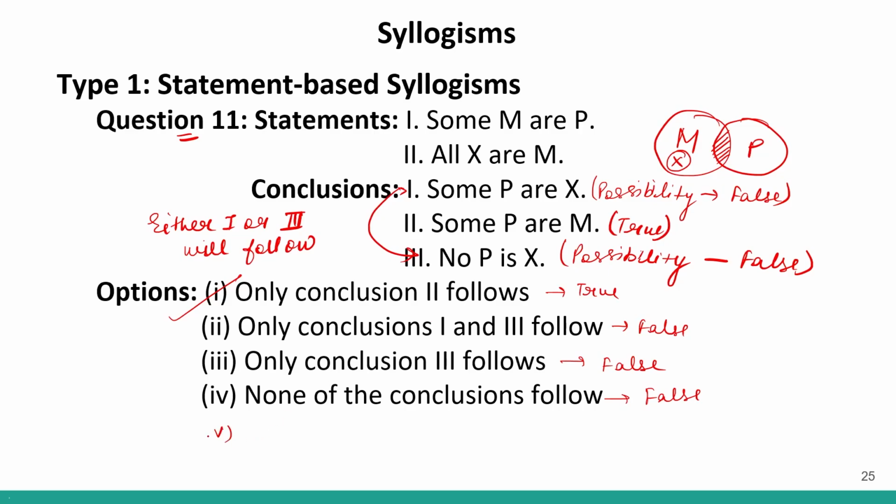But let's say there was a 5th option that said conclusion 2 and either 1 or 3 follows. If we had an option like this, then this would be correct. But we don't have an option like this, so we will go with option number 1 that says only conclusion 2 follows. Okay.